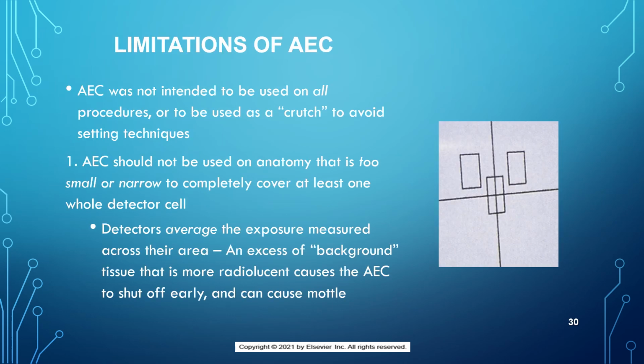Okay. Your limitations of your AEC. What can your AEC do? What can your AEC not do? Well, your AEC is not intended to be used for all procedures. Your AEC is only useful when the anatomy of interest is actually bigger than the active cell. Okay, so a lung, yeah, that's bigger than a 2 by 3 inch square. And so you can use AECs for lungs. Sure, that works. The spine, yeah, you can use the center cell for a spine. Abdomen, yeah, an abdomen is bigger than an active ion chamber.